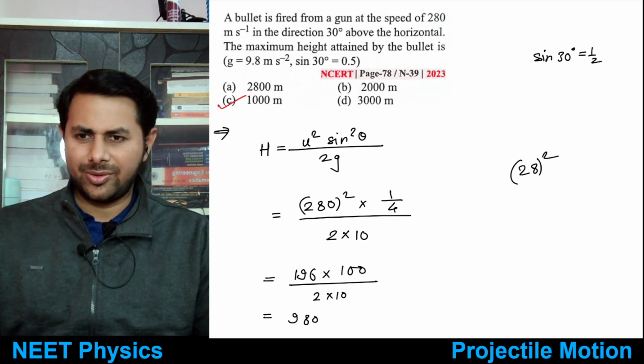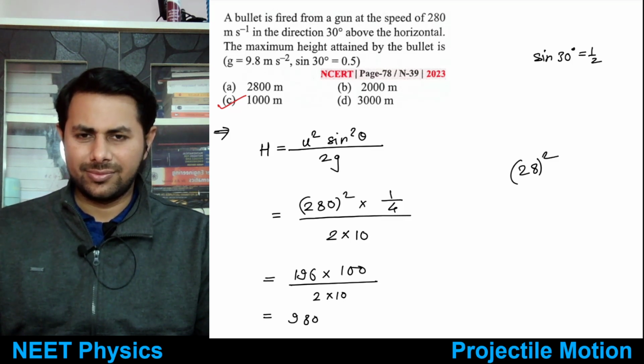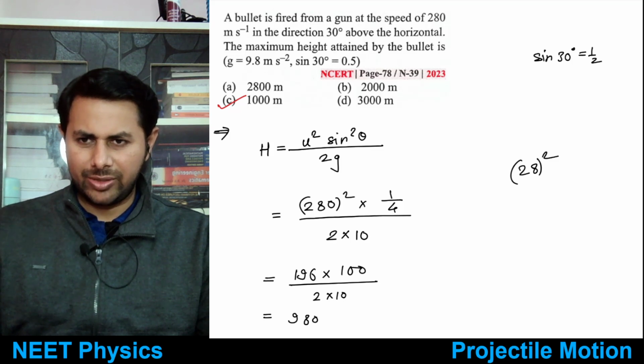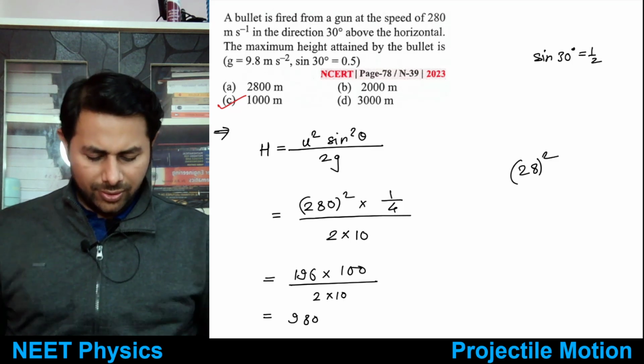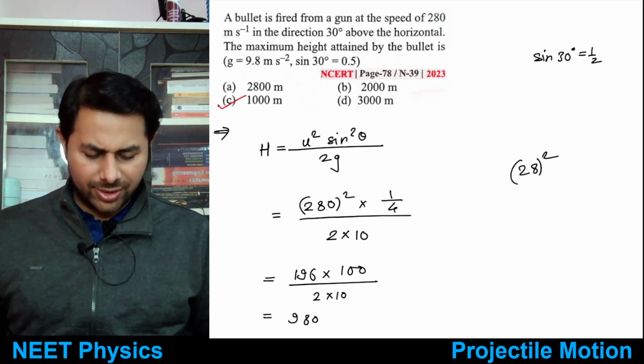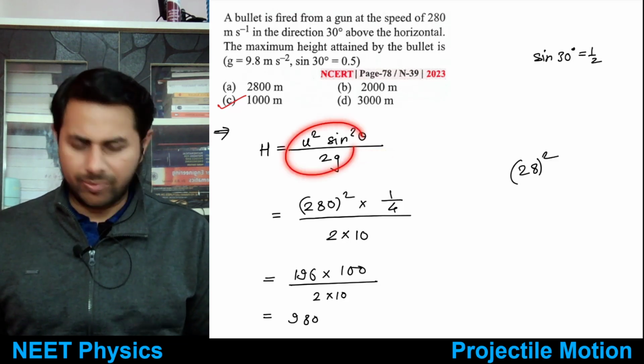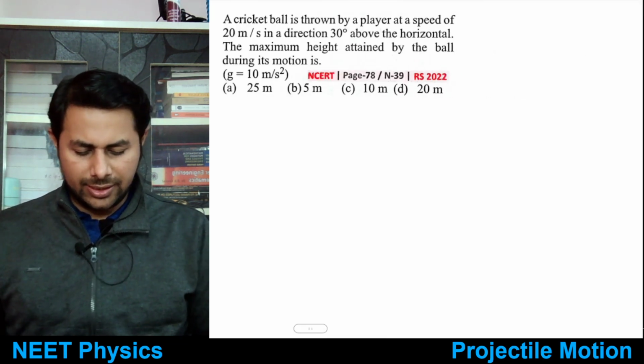Let's get an answer from 1 or 2 students. So option C, yeah, everyone is getting option C. Okay, good. All right, so this is a direct question and there is nothing difficult in this one if we remember the formula, right? Let's see the next one.